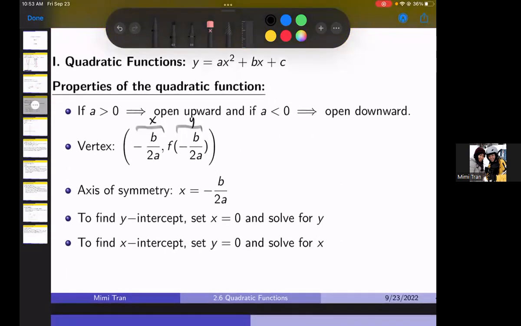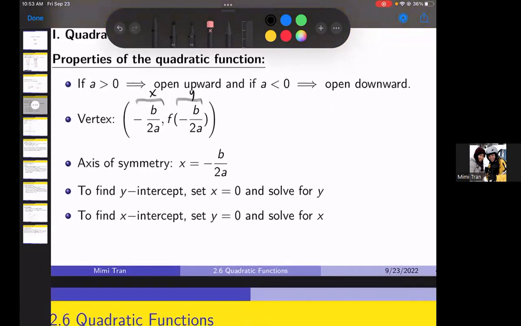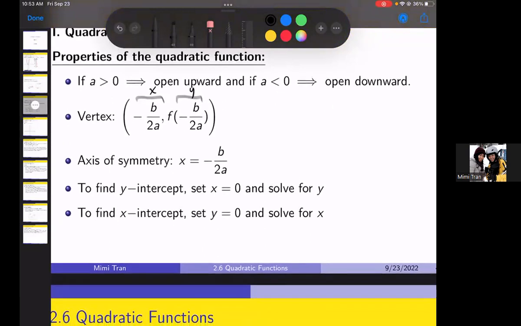For y-intercept, set x equals 0. Makes sense, right? Y-intercept means you have no width. So x is 0. For x-intercept, you have no height. Height is 0, so set y equals 0 and solve for x.